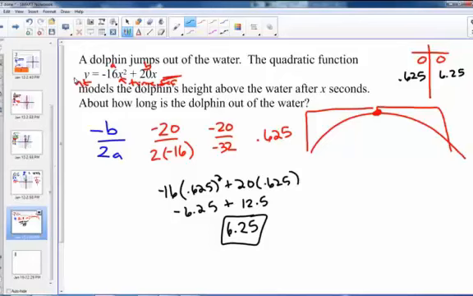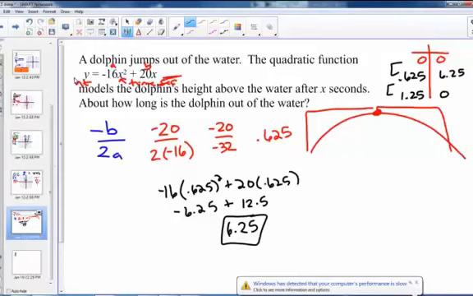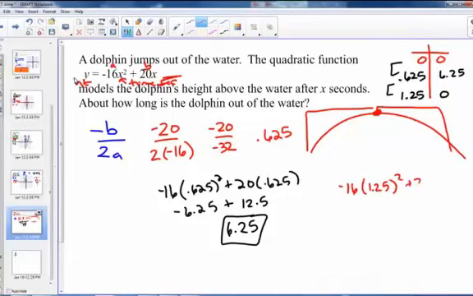And then how long is it out of the water? Well, 0.625 double the distance is 1.25. So at 1.25, it should also be 0. And we can go ahead and test that. So 1.25 squared times -16 is -25. And 20 times 1.25 is +25. So yes, indeed, it does give us 0. So this dolphin is out of the water for 1.25 seconds.